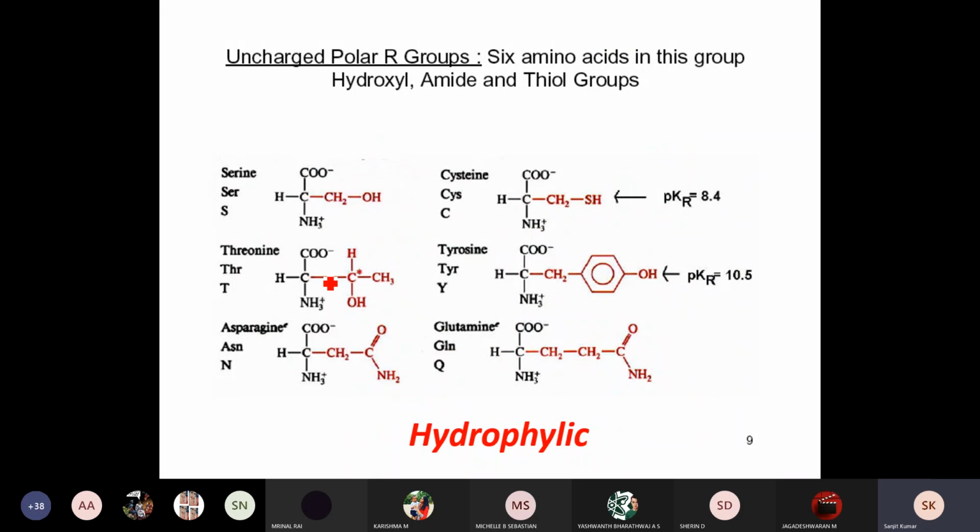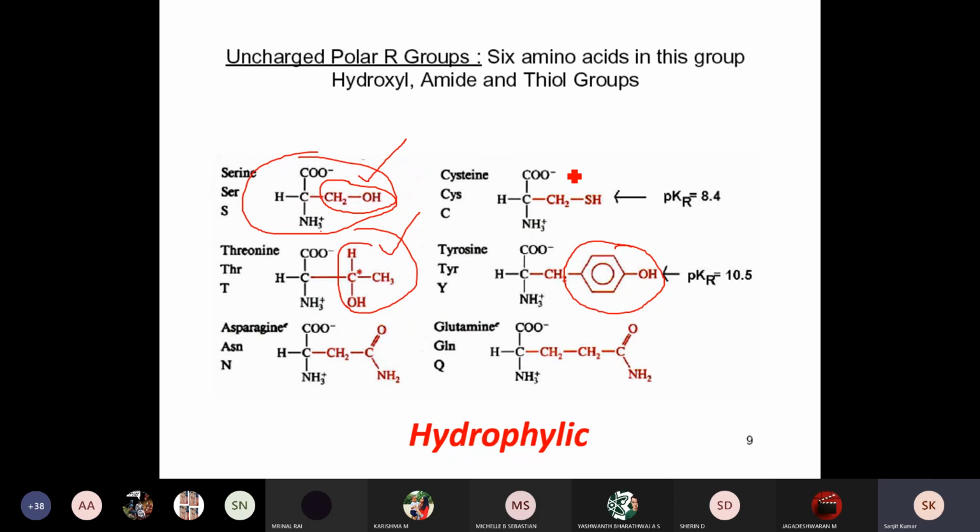Then the hydrophilic amino acids are serine and threonine. If you notice one trick, CH2OH: we are saying that serine is hydrophilic in nature. Here also you can see the OH group, it is hydrophilic in nature. Tyrosine is also a little bit hydrophilic in nature, an OH group is there. Cysteine makes a disulfide bond.